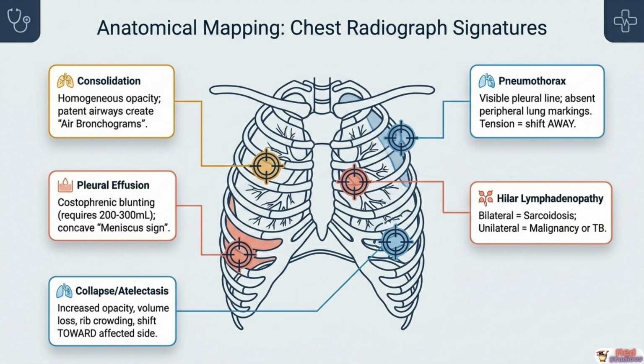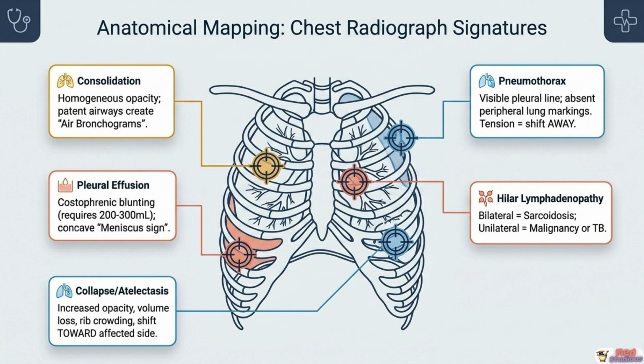Collapse, or atelectasis, shows increased opacity, volume loss, rib crowding on the affected side, and critically, mediastinal shift toward the affected side, distinguishing it sharply from the volume-adding pathologies. Pneumothorax shows a visible pleural line with complete absence of peripheral lung markings beyond that line, and when under tension, produces shift away from the affected side, a medical emergency.